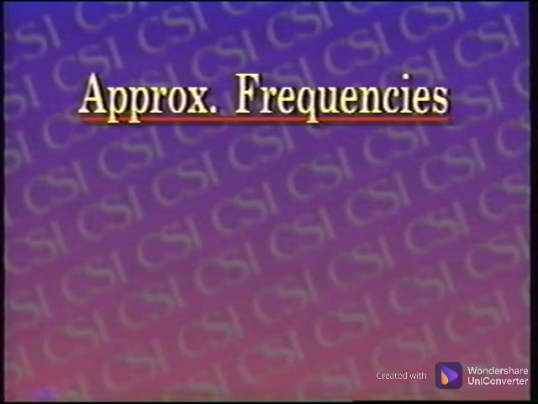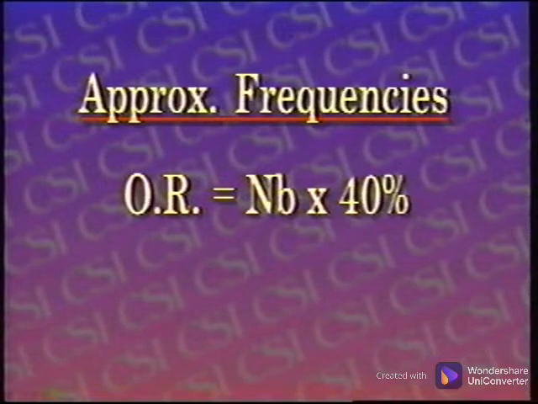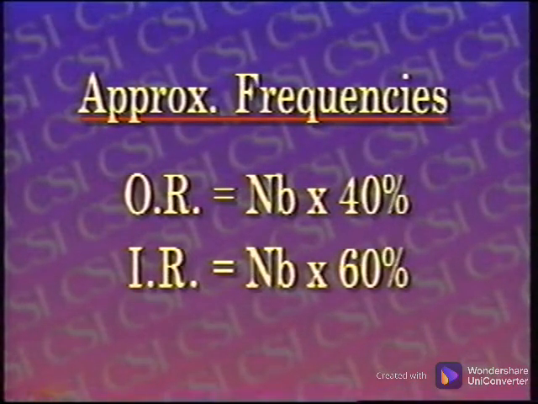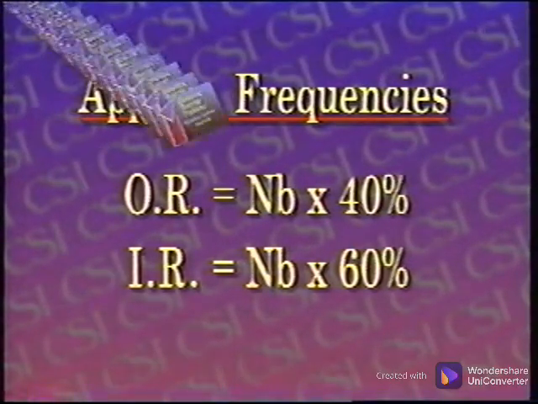Approximations can be made for the race frequencies if the bearing ID and/or manufacturer is not known, but the number of rolling elements is known. The outer race is approximately 40% of the number of rolling elements, and the inner race frequency is approximately 60% of the number of rolling elements.